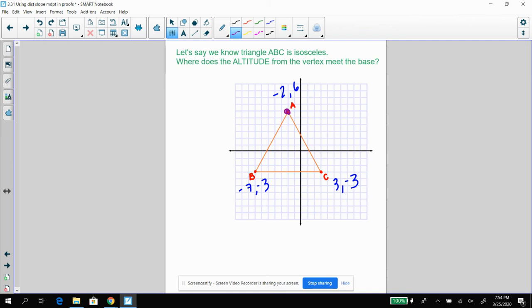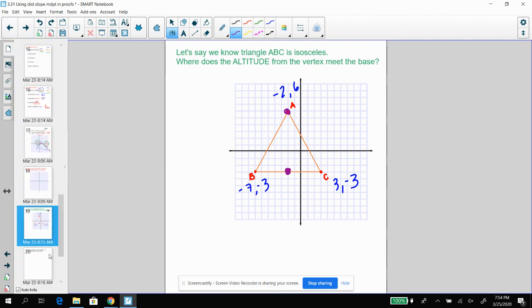Great. So remember, we know that the altitude bisects the opposite side. So if the altitude bisects the opposite side, it means that it goes through the midpoint. So we can find the midpoint of this opposite side, and we know that that's where the altitude crosses.